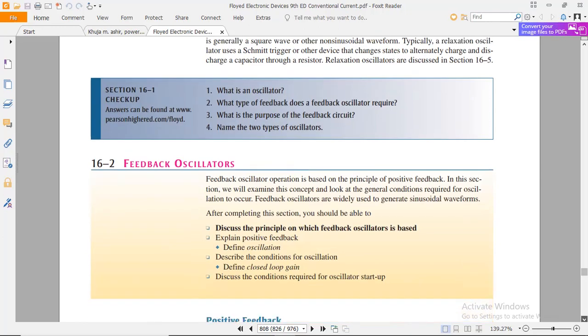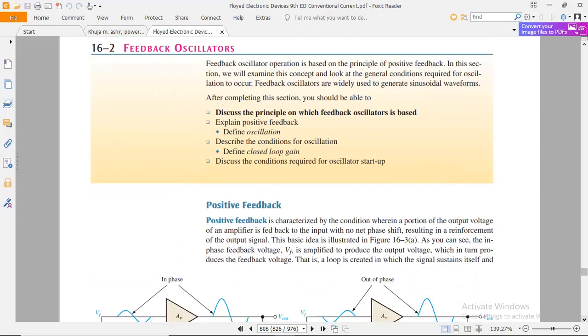Before discussing more about relaxation oscillators, we have to start with 16-2, feedback oscillator phenomena, in which feedback oscillator operation is based on the principle of positive feedback. In this section, we will examine this concept and look at the general conditions required for oscillations to occur. Feedback oscillators are widely used to generate sinusoidal waveforms.